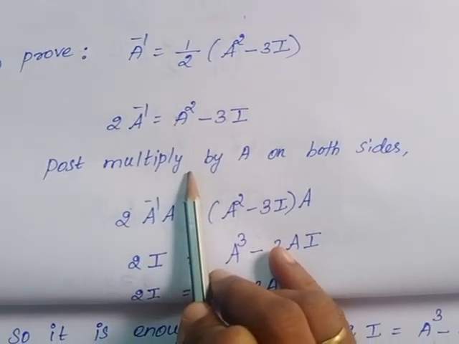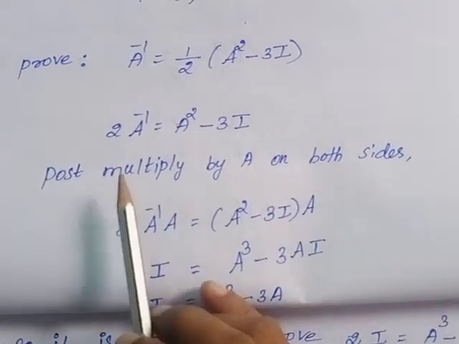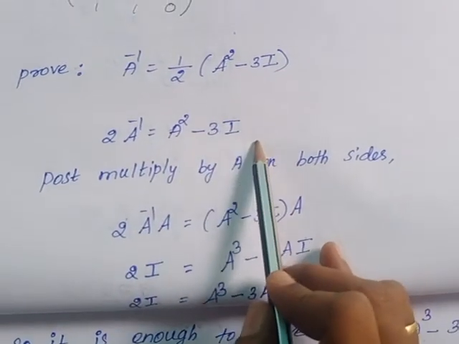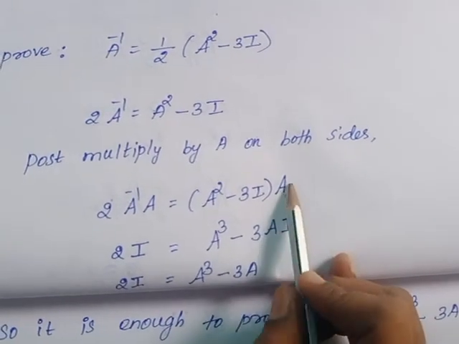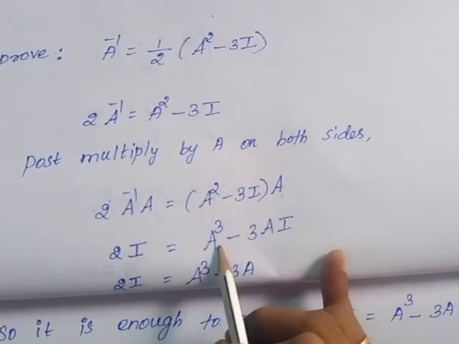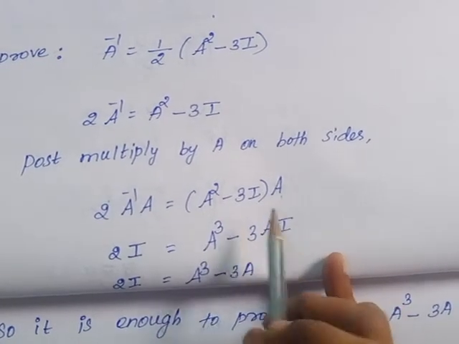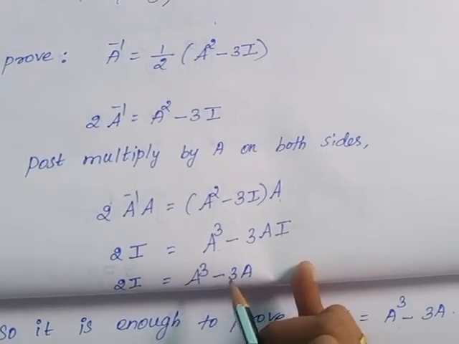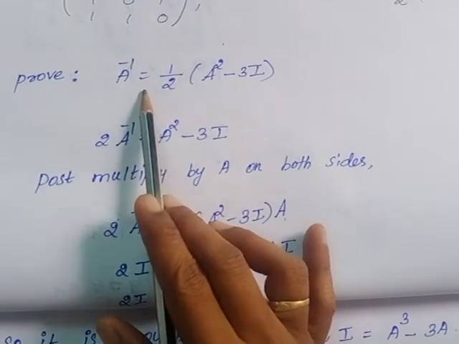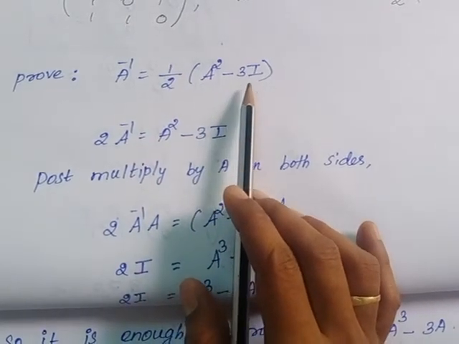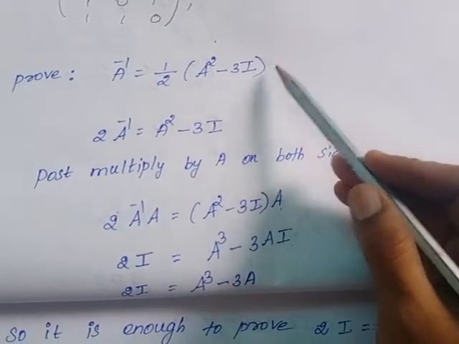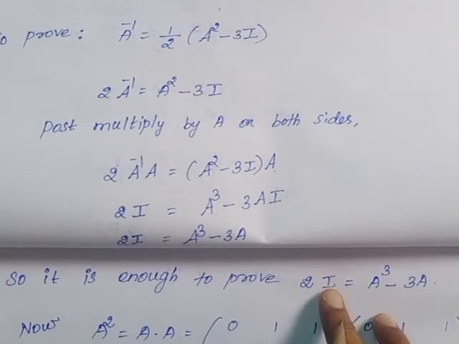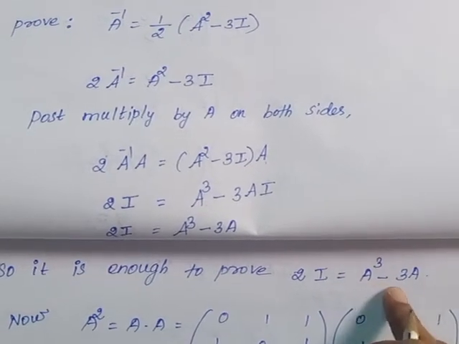I have to post-multiply by A on both sides. Then 2 into A inverse A equals A square minus 3I into A. So just multiply with A: A square into A is A cube, minus 3A into I, and A inverse A is I. Then we get 2I equal to A cube minus 3A. So the result to prove is now 2I equal to A cube minus 3A. So it is enough to prove that 2I equals A cube minus 3A.